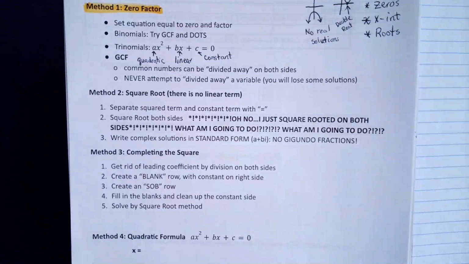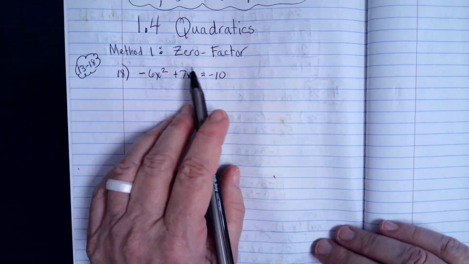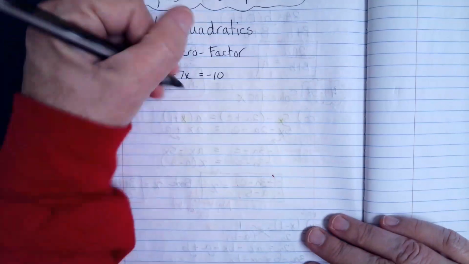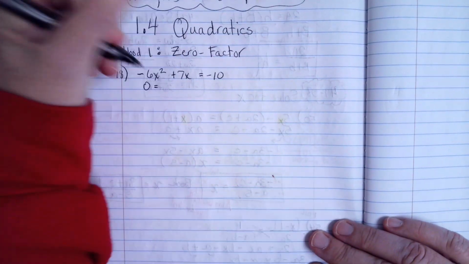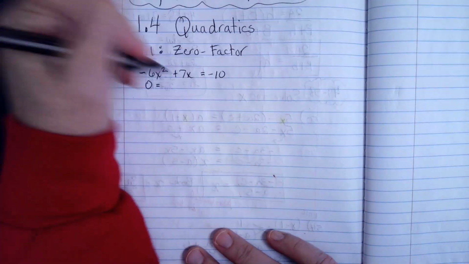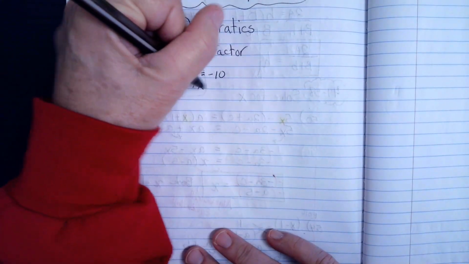Okay, so now my quadratic term is negative. I don't like that. So let's just put the 0 in front and move everything to the back. So what would it look like? 0 equals 6x squared minus 7x minus 2.